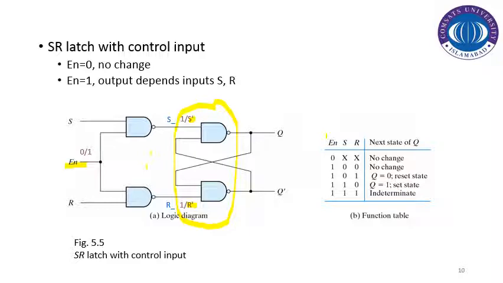Whenever the circuit is enabled, the circuit behaves and reacts to the inputs, and if the circuit is disabled, then the output should be held to the previous value, whatever the previous state of the circuit is. That is the no change state. So this functionality is basically defined in the function table as well.